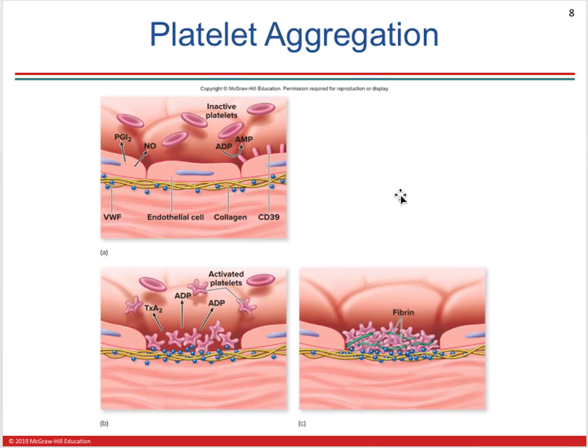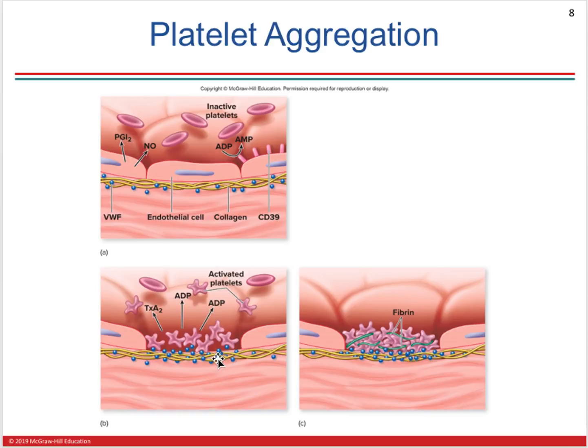So here's an example of what this looks like. Here's a happy, healthy blood vessel. Here's the wall of the blood vessel. Here's the interior of the blood vessel. And we're releasing prostacyclin, one of those prostaglandins, and nitric oxide to help prevent platelets from being sticky and to cause vasodilation and smooth blood flow. And then here's that CD39 that's converting ADP into AMP and helping to inhibit the platelets from getting sticky to each other.